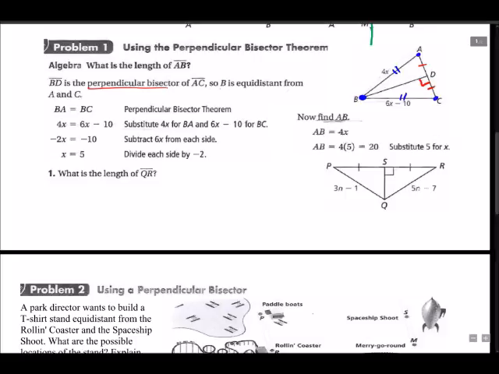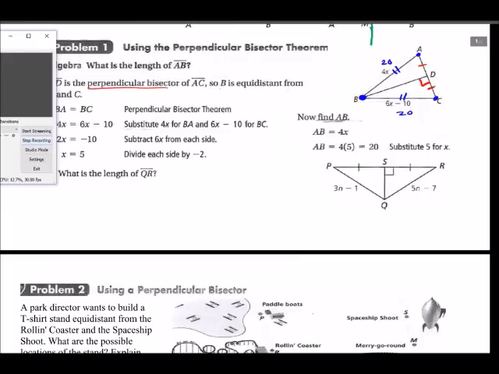Then we can put our 5 back in, and we do 4 times 5, and we get 20 units. And 6 times 5 is 30 minus 10 is 20 units. And we should not be surprised that they are exactly the same. Okay, go ahead and pause the video, and you try the next problem.